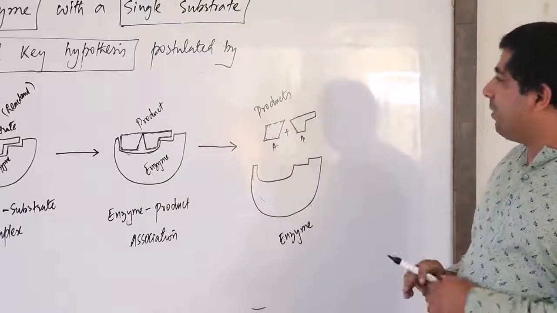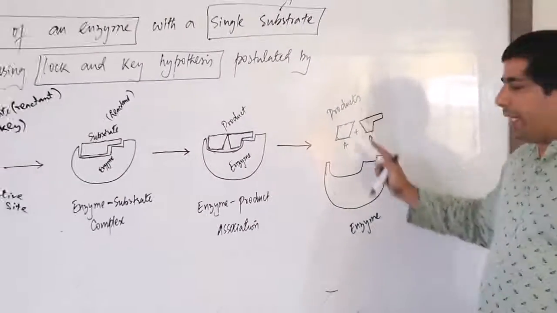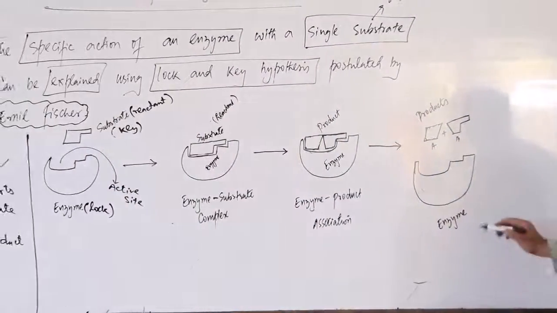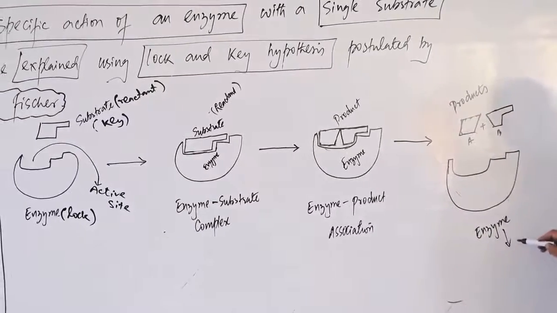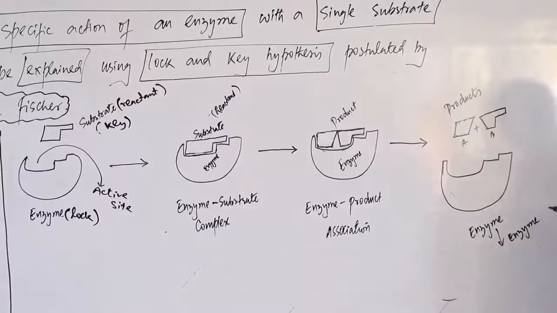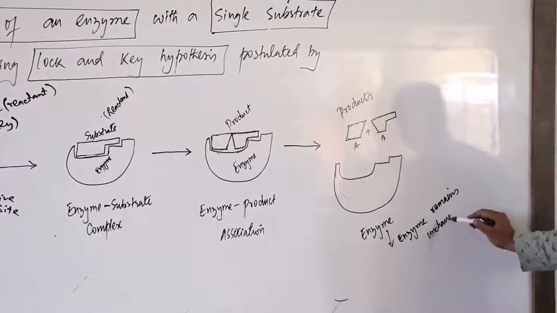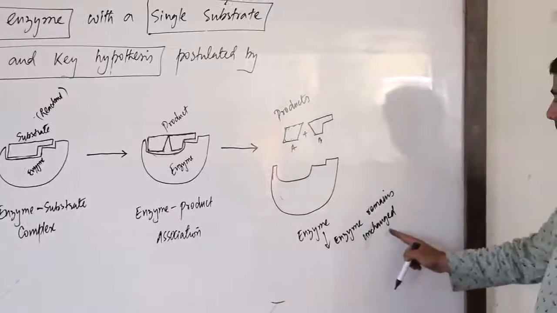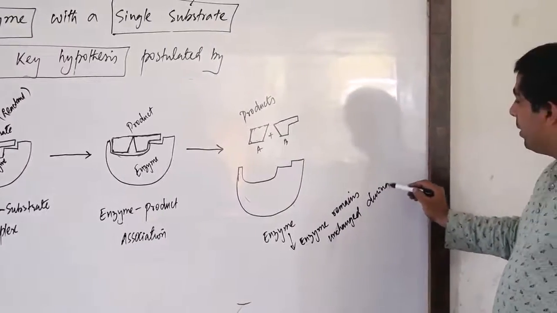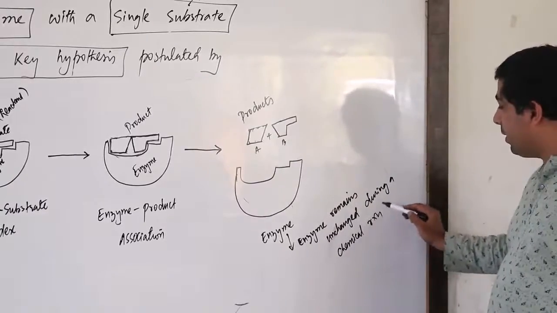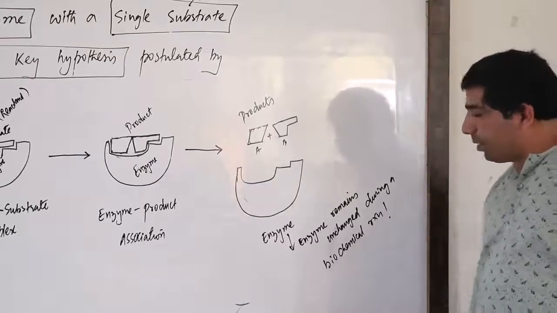Okay? So my dear friends, finally your substrate molecule is converted into the products. And look at the enzyme at the beginning and look at the enzyme at the end. So during this process what happens? Enzyme remains unchanged. This is very much important. Enzyme remains unchanged during a biochemical or chemical reaction. So nothing happens to an enzyme in a chemical reaction. Let's consider it as a biochemical reaction here.